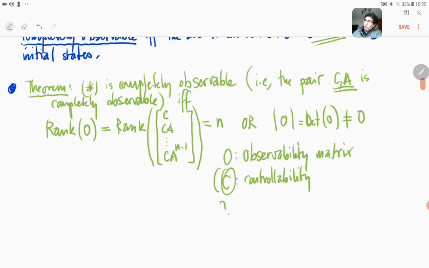So our controllability matrix was named Q. Okay, so let's make that correction. Q is the controllability matrix, not to be confused with matrix C, which is the matrix that relates the states with the output. So this is the theorem which states how we can determine whether a representation is observable or not.